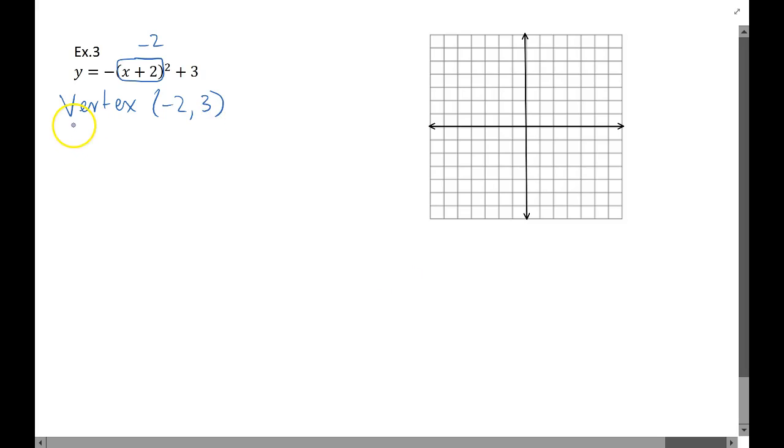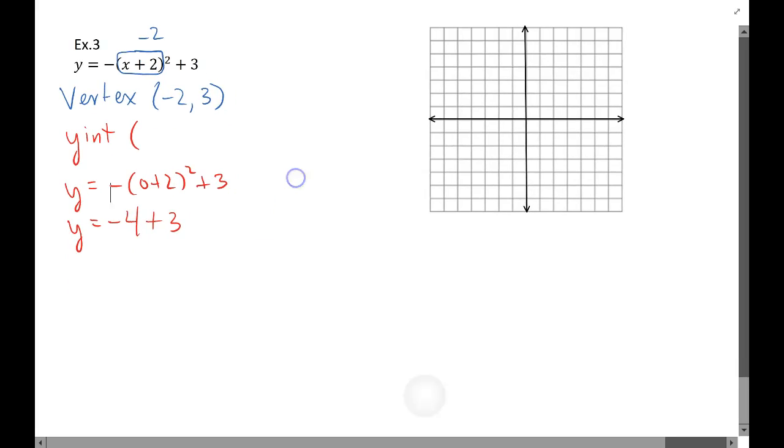Our y-intercept. Y-intercept is whenever we plug a 0 in for x. So we get y equals negative times 0 plus 2 squared plus 3. And so y equals negative, 0 plus 2 is 2, squared is 4. But because of the negative out in front of the parentheses, we're going to get a -4 plus 3. So y equals -1. And so our y-intercept is 0, -1.